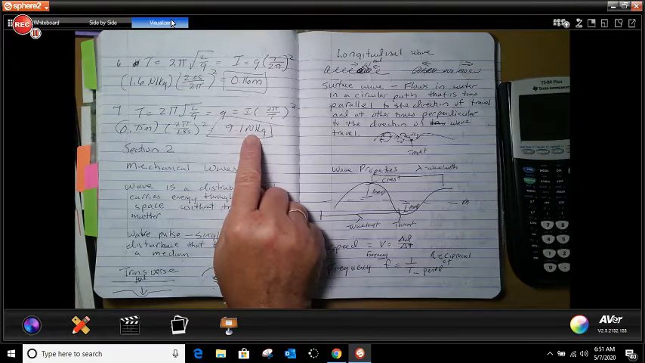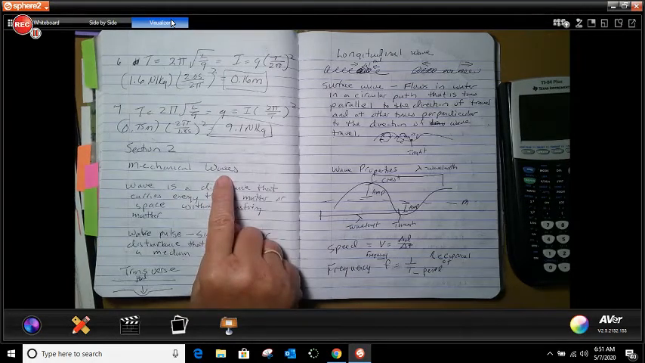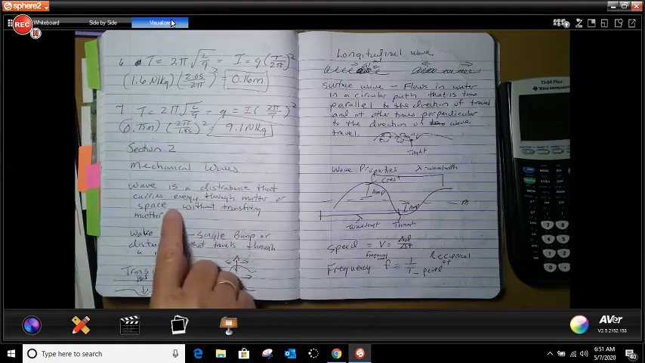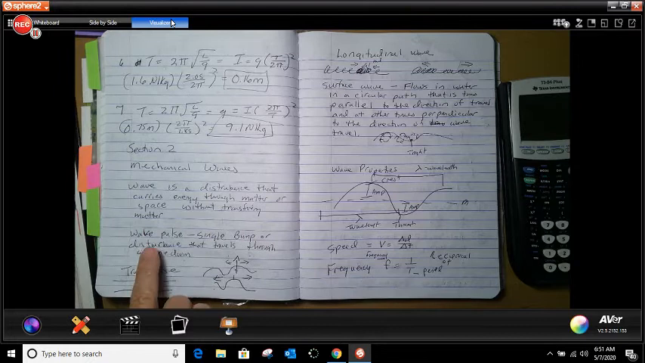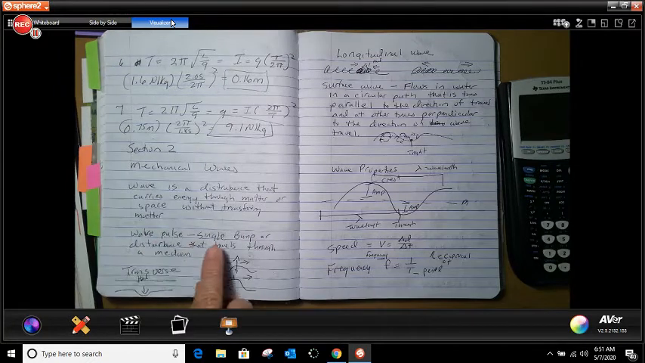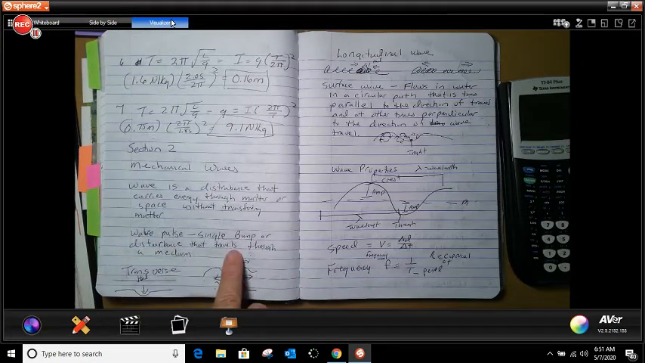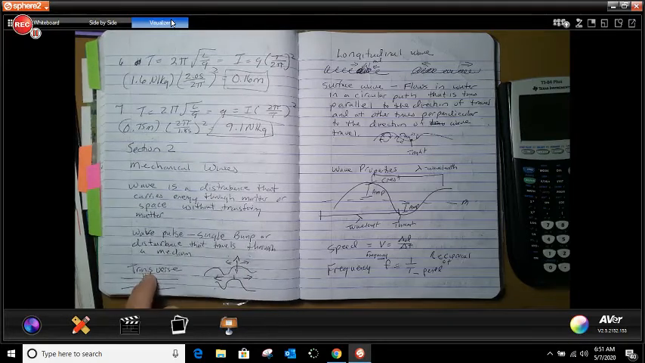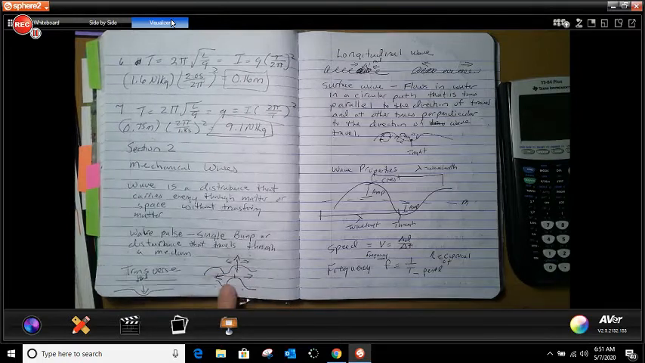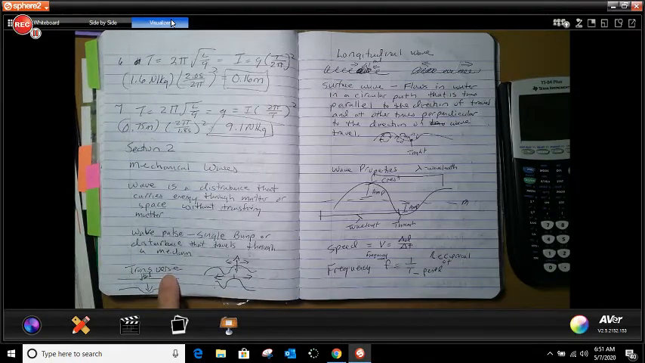Section 2 talks about what a mechanical wave is. A wave is a disturbance that carries energy through matter or space without transferring matter. We have what's called a wave pulse, which is a single bump of disturbance traveling through a medium. So you have a string and somebody with a hand pushes it down, and as it does, it moves back and forth. That is known as a transverse wave.